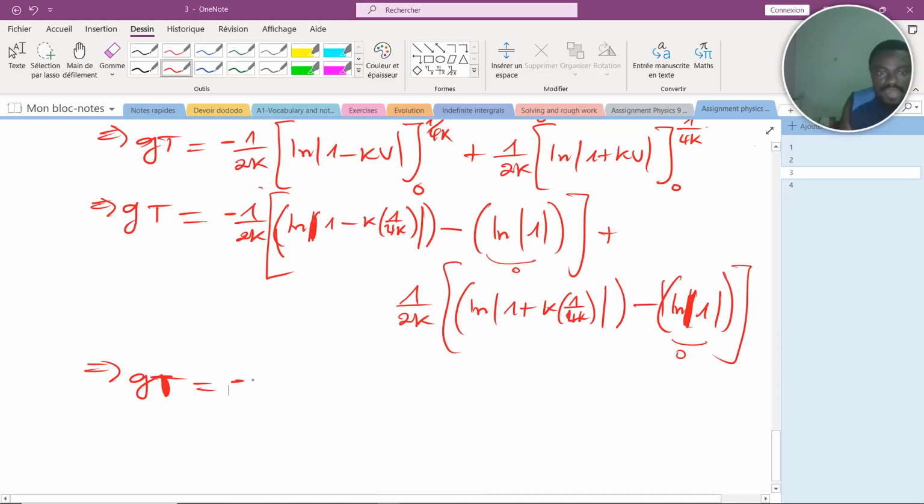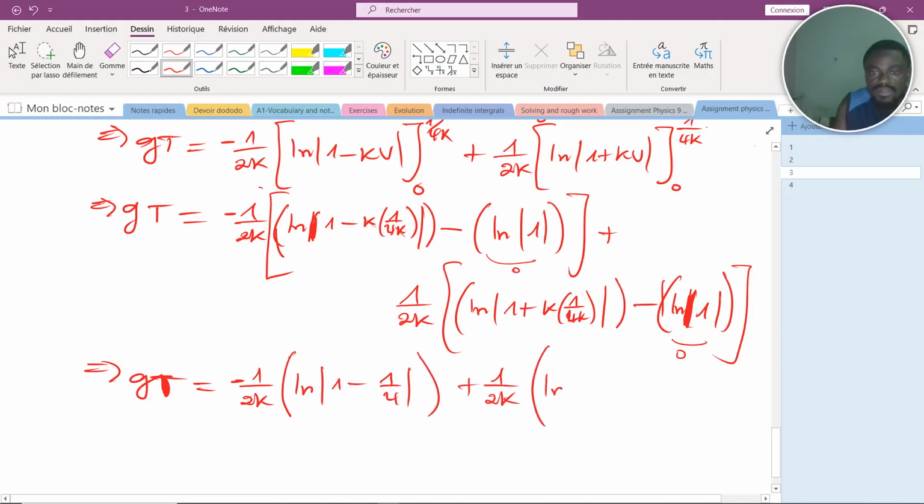So I will have minus 1 on 2k into what? This will give 0, because ln absolute value of 1 is 1 and ln of 1 is 0. So here this k would go with this k. So I will be left here with ln of the absolute value of 1 minus 1 on 4. Is that okay? Plus 1 all over 2k into ln of the absolute value. This gives 0. This k and this k go, so we shall be left with ln of 1 plus 1 all over 4. Is that okay?